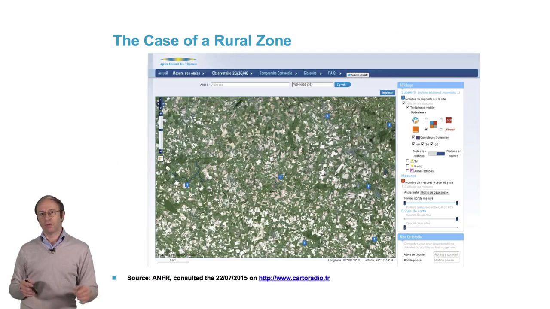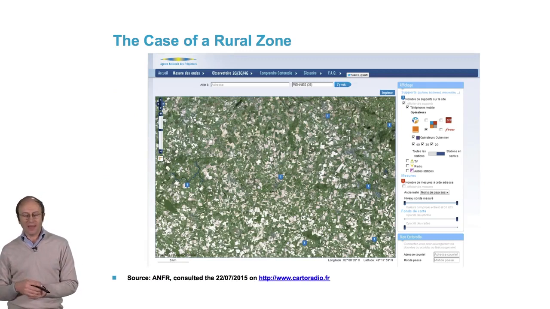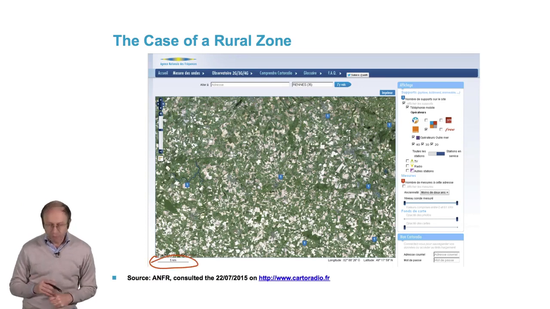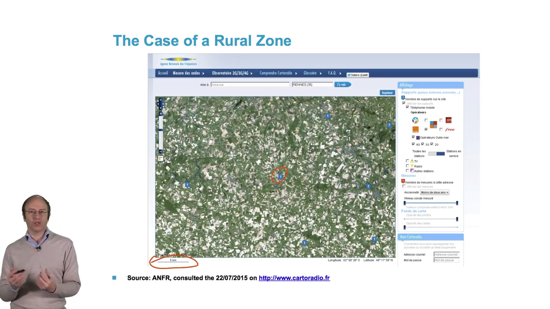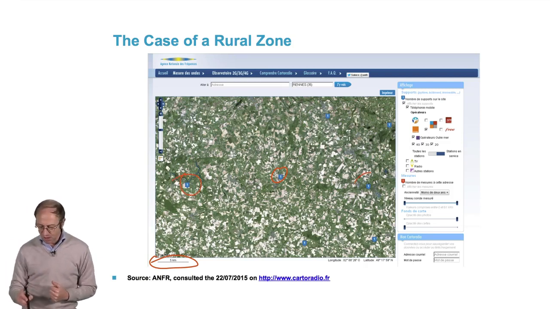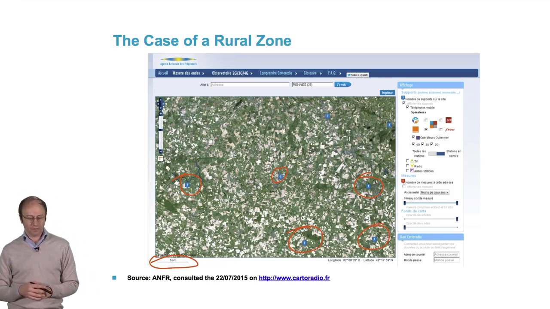Let's get back to the grid of base stations over the territory. Here we have an example around Rennes, where I live and work in France. The scale is 5 kilometers. When there is a 1, that means that there is one base station. And we can see that the base stations are relatively regularly placed to provide coverage.